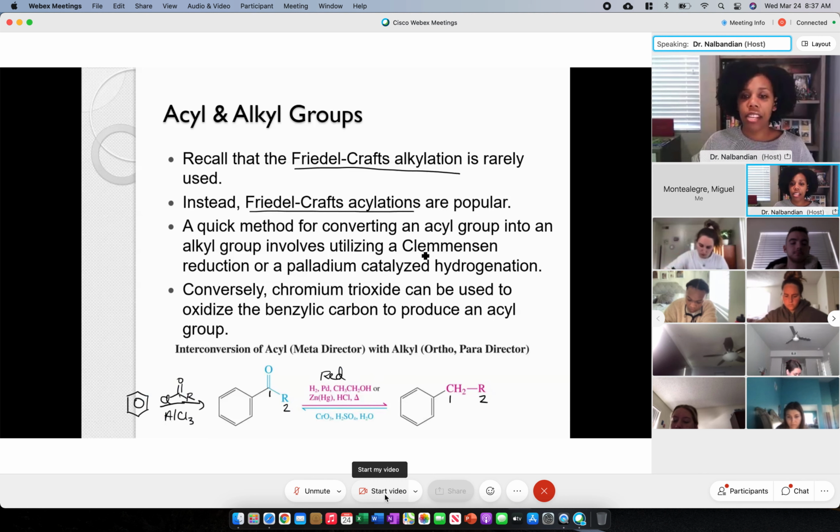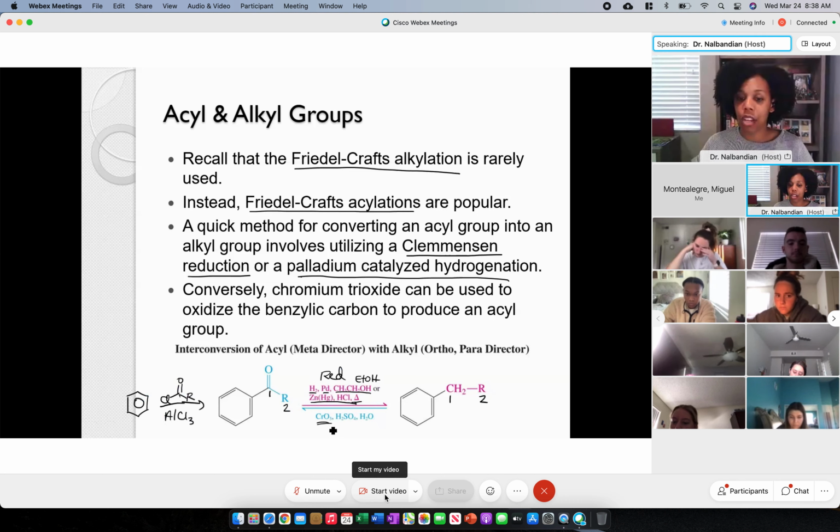So we can change this into an alkyl group by doing what's called a Clemmensen reduction. This is the Clemmensen reduction, this zinc reaction. Or we can do a palladium catalyzed hydrogenation: hydrogen, palladium, and then here the solvent, ethanol. That all can be used, so don't forget where heat is needed, but that all can be used for the reduction.